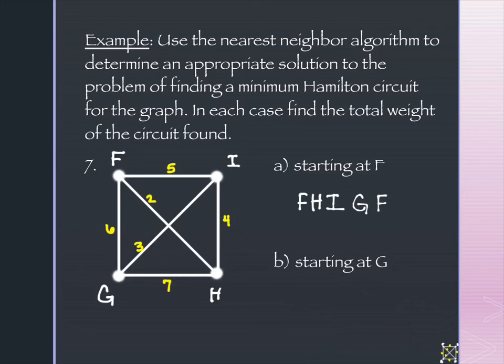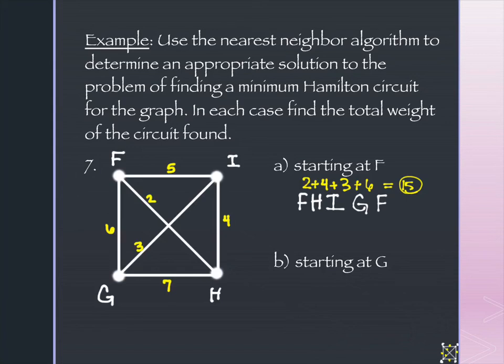And then we want to do the same thing we did on the last screens where we actually find those values. F to H is 2. H to I, 4. I to G, 3. And G to F? 6. 6. And what is my total weight? 15. 15. Sorry.